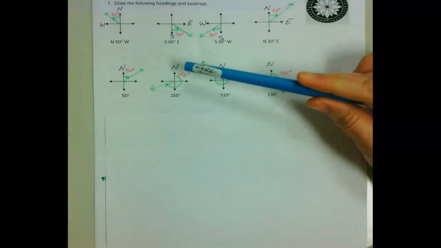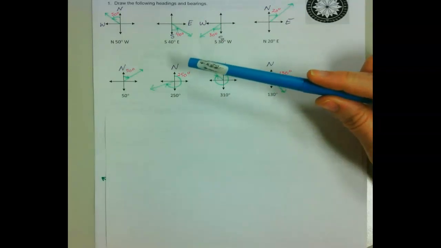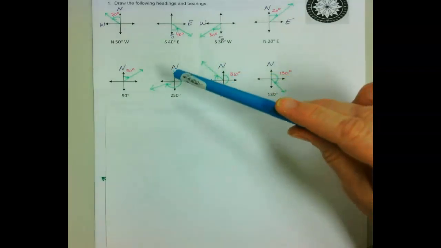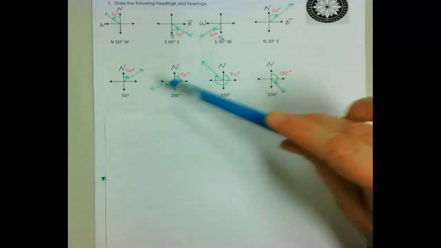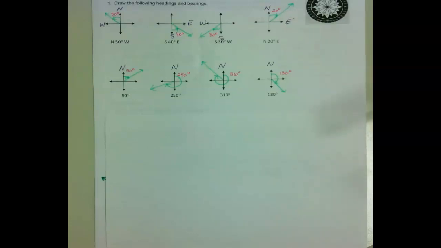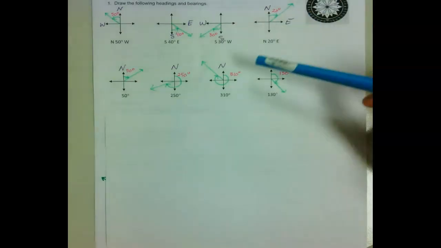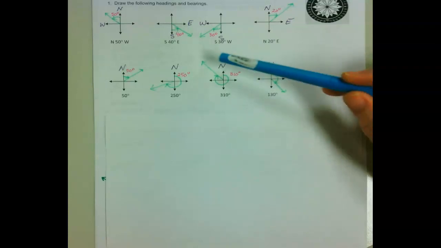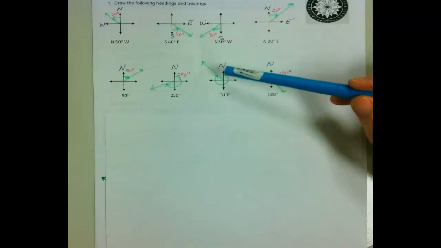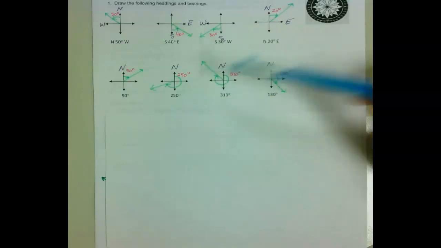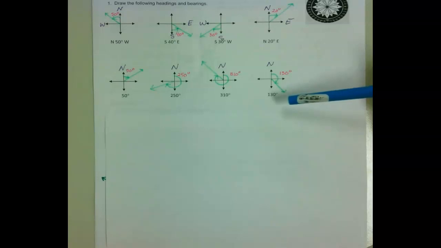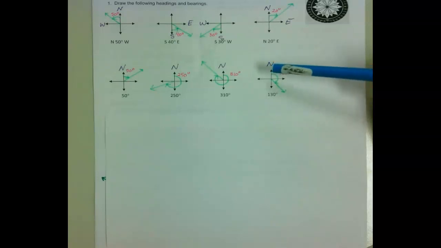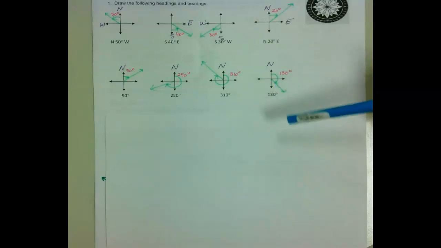The second one, we start from the north and we go 250 degrees clockwise. So starting here all the way around the path to there is 250 degrees, and that's where the new path is. So maybe the new path of the plane or something like that. This one is 310, so we go north and we go clockwise all the way around to 310 degrees. And finally, 130 degrees. So I start up here at north and I go 130 degrees this way, and that's the path that I'm on right now.